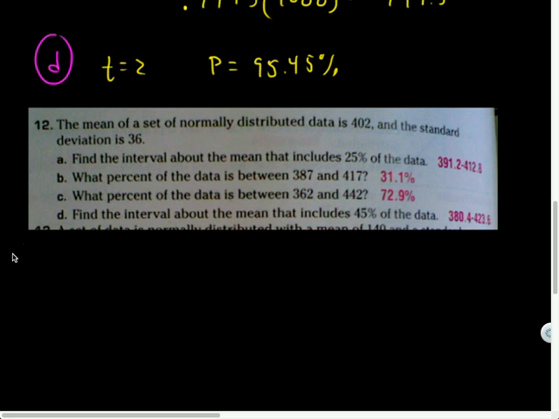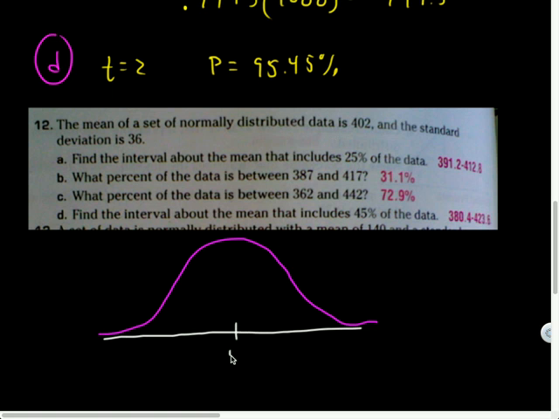So, anyways, ladies and gentlemen, let's focus once again. Let's draw this picture. So here we go. Let's label what we know. The mean is 402. The deviation is 36. So this would be 438, and this would be 474.